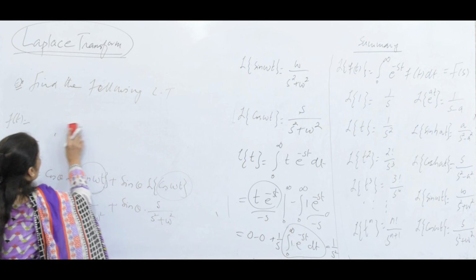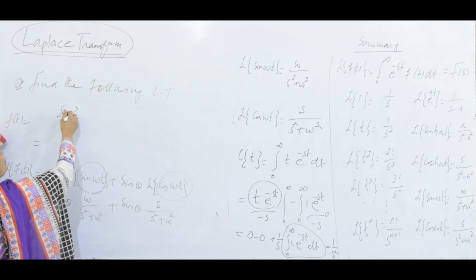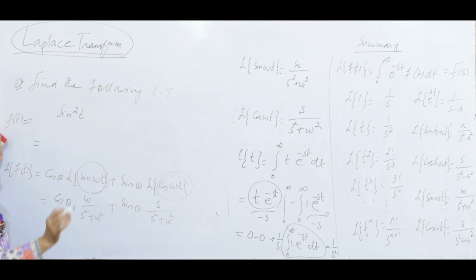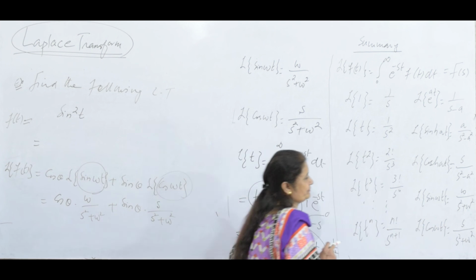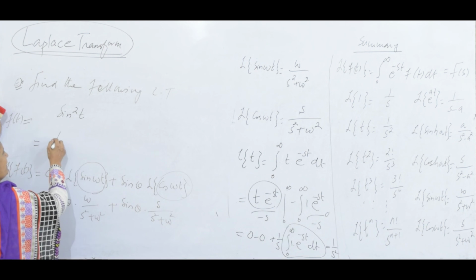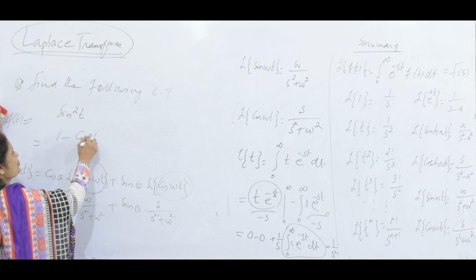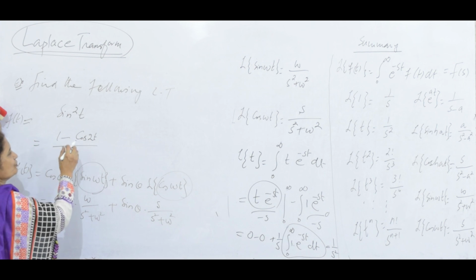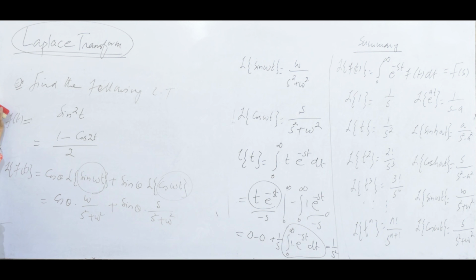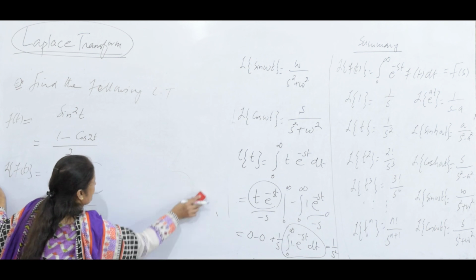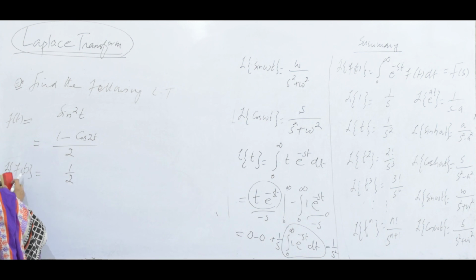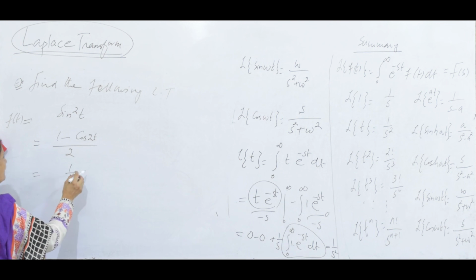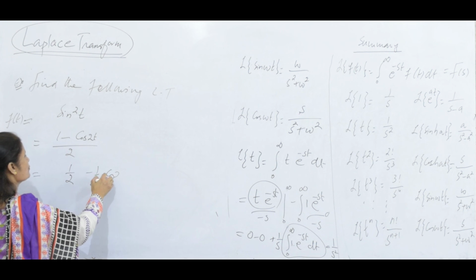Let me have one more. I am writing sine square t. Find the Laplace of sine square t. You do not know this; you know the Laplace of sine omega t. Just use the half angle: sine square t is 1 minus cos 2t divided by 2. Applying the formula, convert into half angle. Once you convert, this becomes half minus half cos 2t.